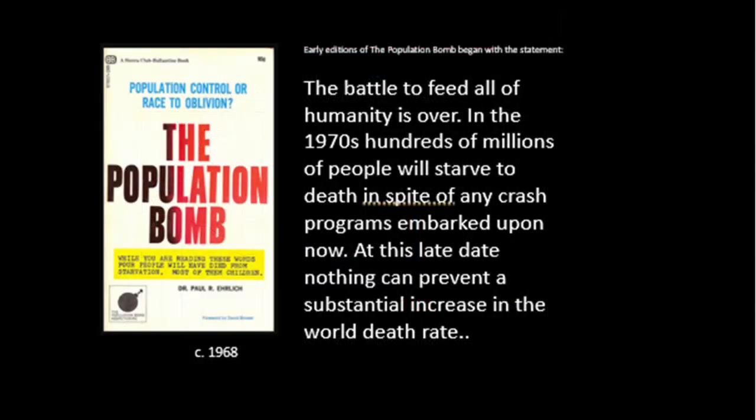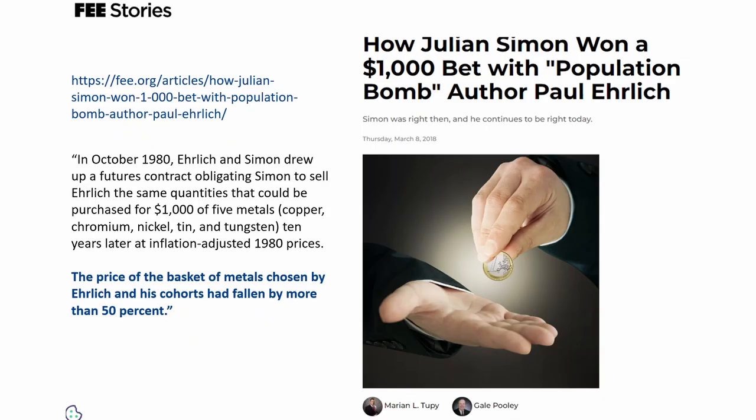Well, what about Ehrlich? Well, nothing can help us. As it turned out, economist Julian Simon made a $1,000 bet in 1980 and told Ehrlich, you go out and pick any materials you want, because Ehrlich says we're running out of resources. It's the increase in population that's doing it, because we've got more people using more things, and we're going to run out of everything. And Simon says that's not true. You pick any 5 things you want. Copper, chromium, nickel, tin, and tungsten was what Ehrlich picked, and they made a bet. 10 years later, Ehrlich had lost the bet.